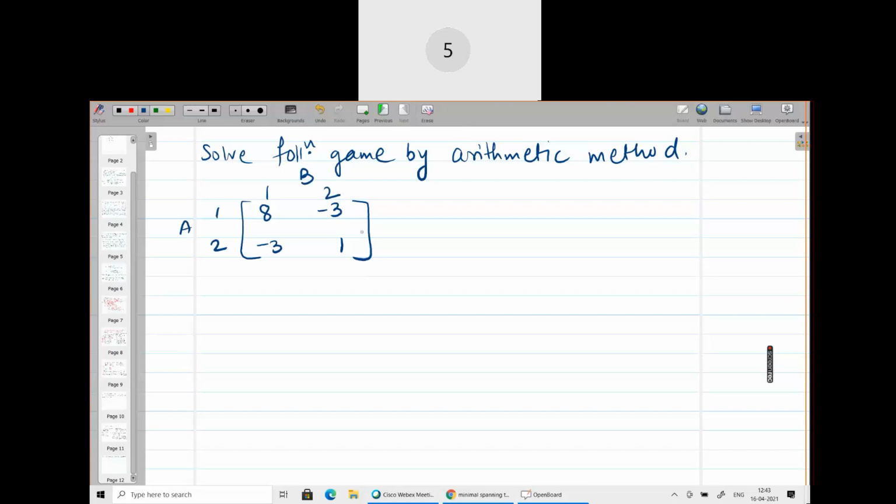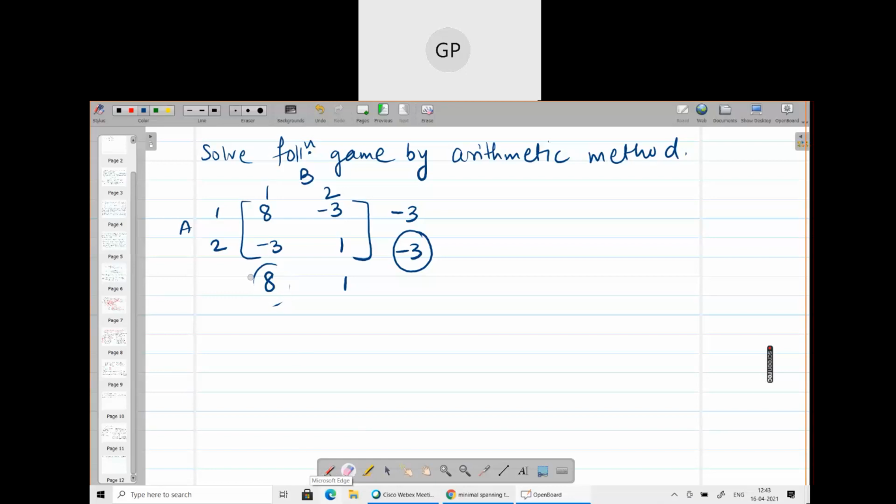Yes, solve it using the arithmetic method, girls. First, find maximin and minimax. That will give you an idea about the value of the game. Row minima are -3, 8 and 1. So the value of the game lies between -3 and 1. Here I will write -3 ≤ V ≤ 1, the value of the game.